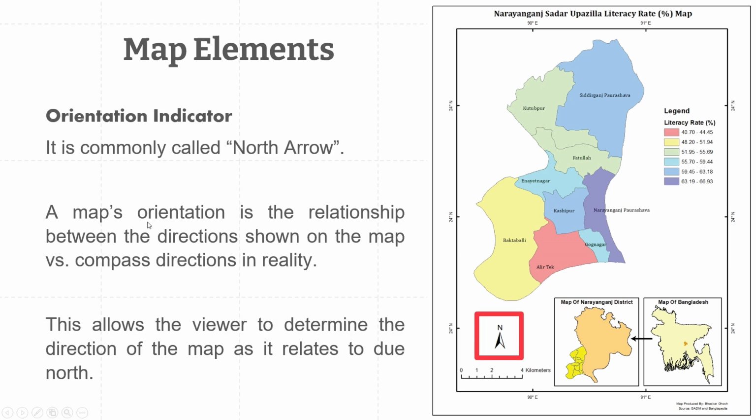Now let's learn about the orientation indicator. It is commonly called the north arrow. A map's orientation is the relationship between the directions shown on the map versus compass directions in reality. This allows the viewer to determine the direction of the map as it relates to due north. Here the north arrow is indicating the north direction of the particular study area.